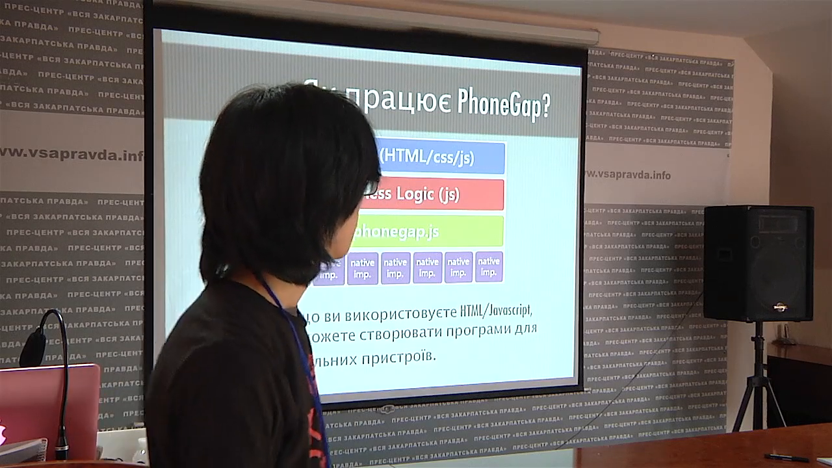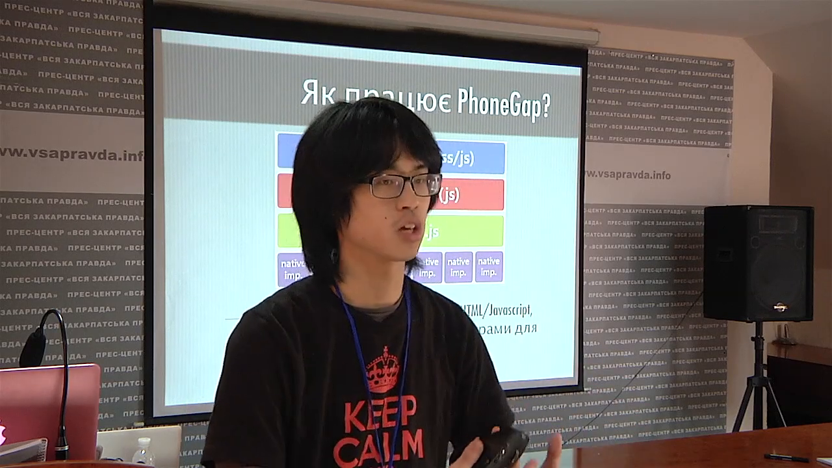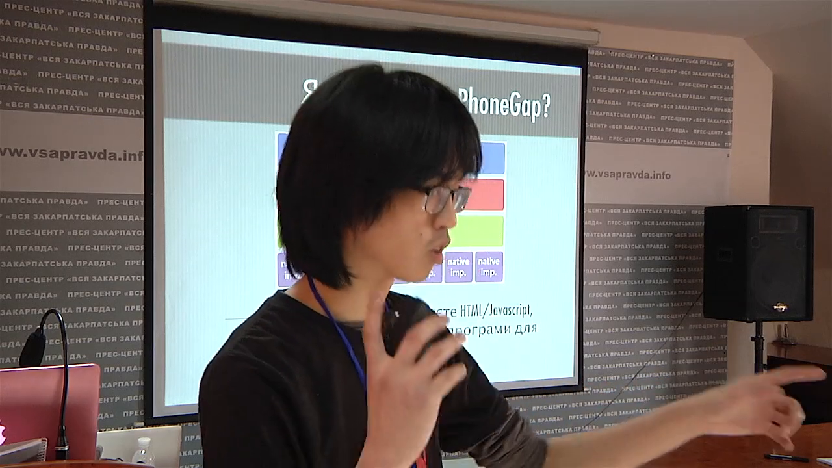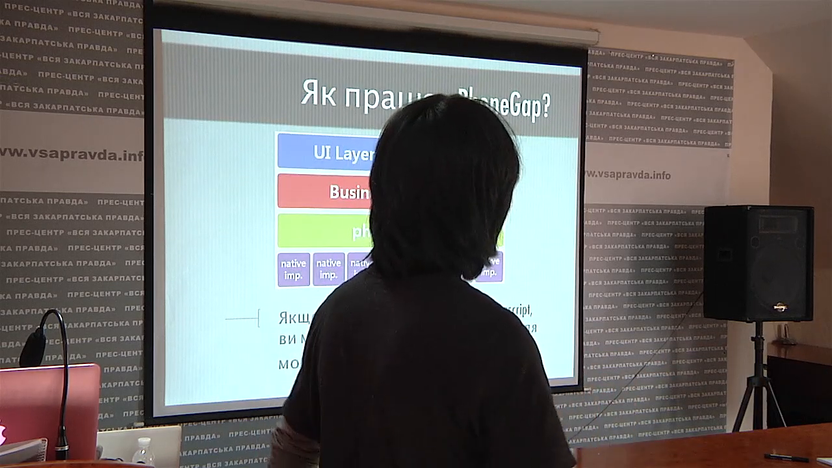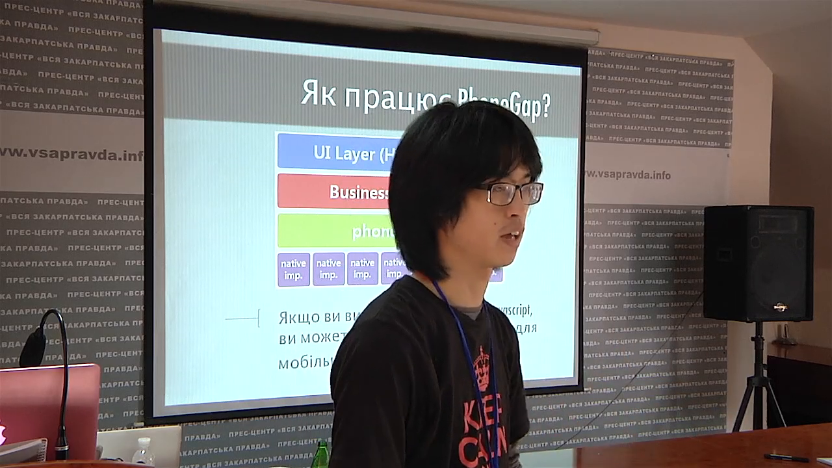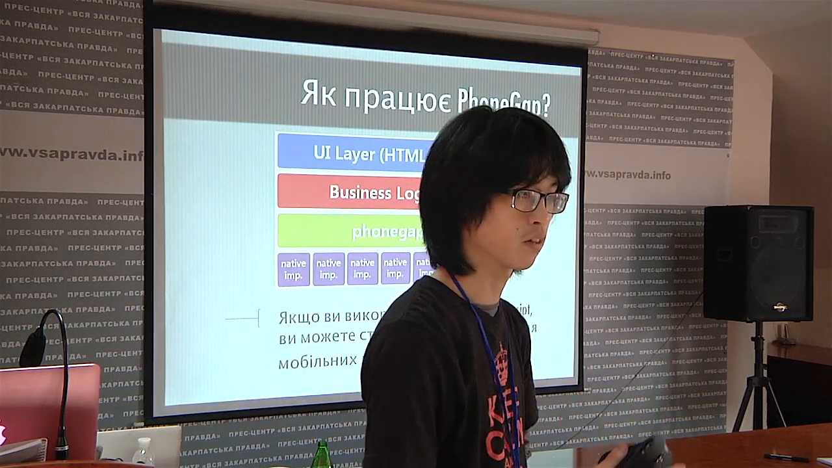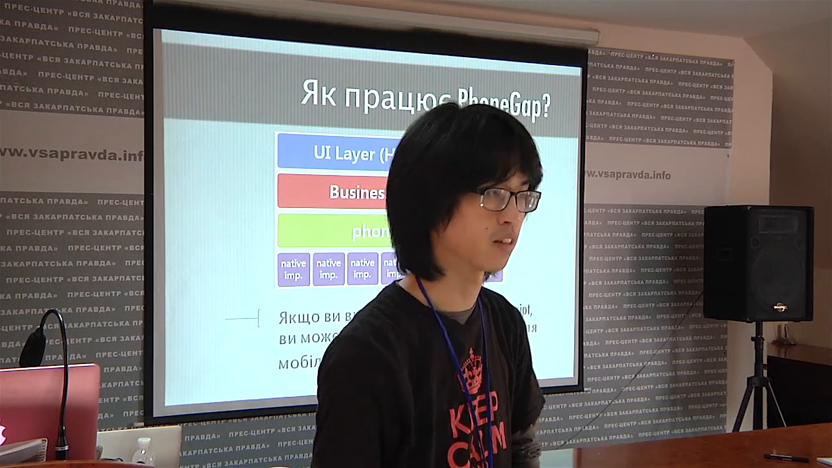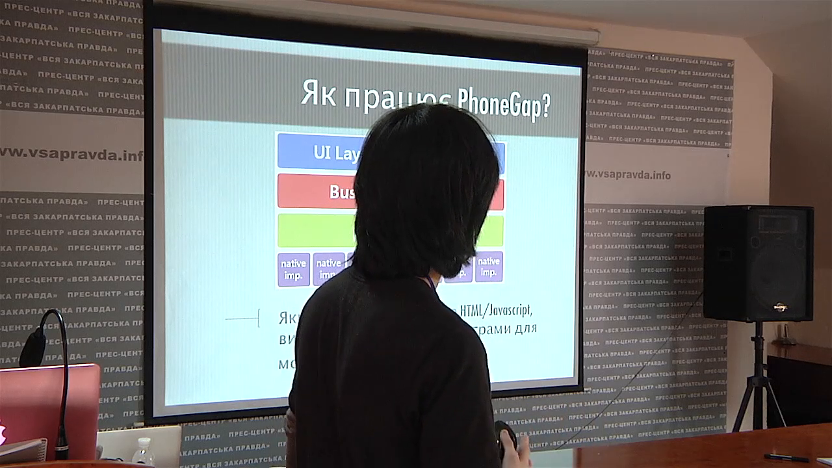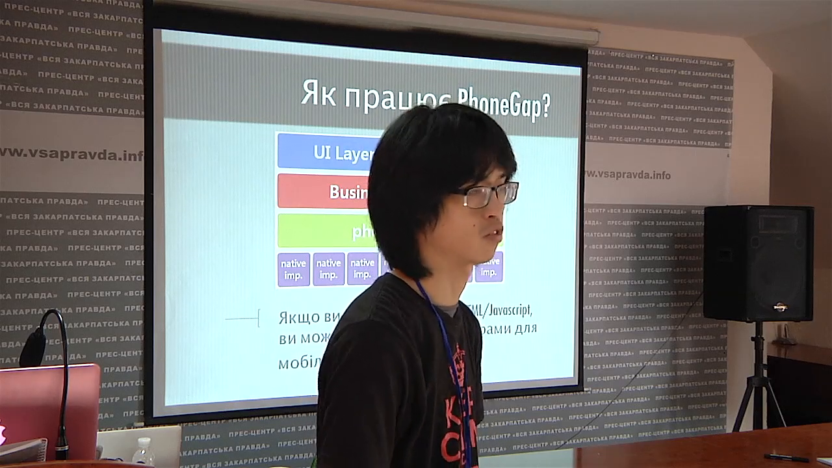How does it work? You have your UI layer, which is HTML, JavaScript, CSS, and your business logic. So you have a custom JavaScript file to create animation or to handle button clicks or events and such things. And you've got PhoneGap.js, which is access for the phone API, for the camera, for the file system, for the GPS system, accelerometer, and such access. And if you know how to write HTML and JavaScript, you know how to write mobile phone applications. It's very simple.